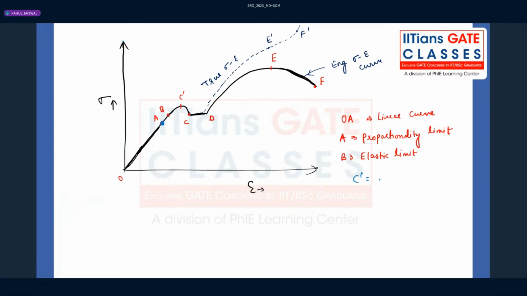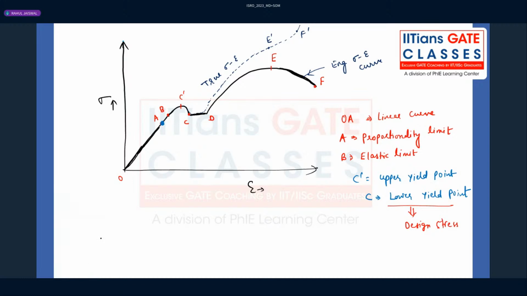C dash is nothing but the upper yield point. C is what? Lower yield point. In any case, for any ductile material, we take this lower yield point to be the design stress, right?